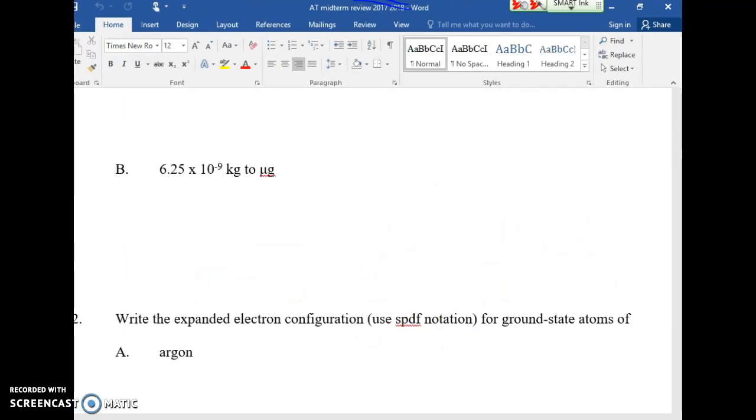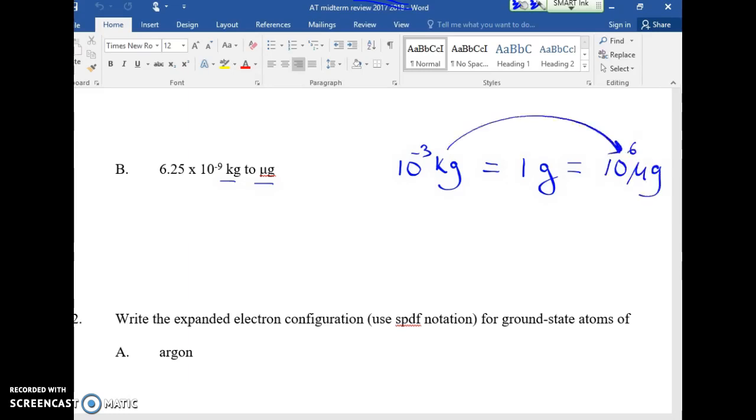In 1b, in this case, we are converting from kilograms to micrograms. If you recall, there are 10 to the negative 3 kilograms in 1 gram. And of course, 1 gram is equal to 1,000,000, or 10 to the 6 micrograms, which makes these two equivalent units. Let's set up our problem. We have 6.25 times 10 to the negative 9 kilograms. And I want to find out how many micrograms that is equal to.